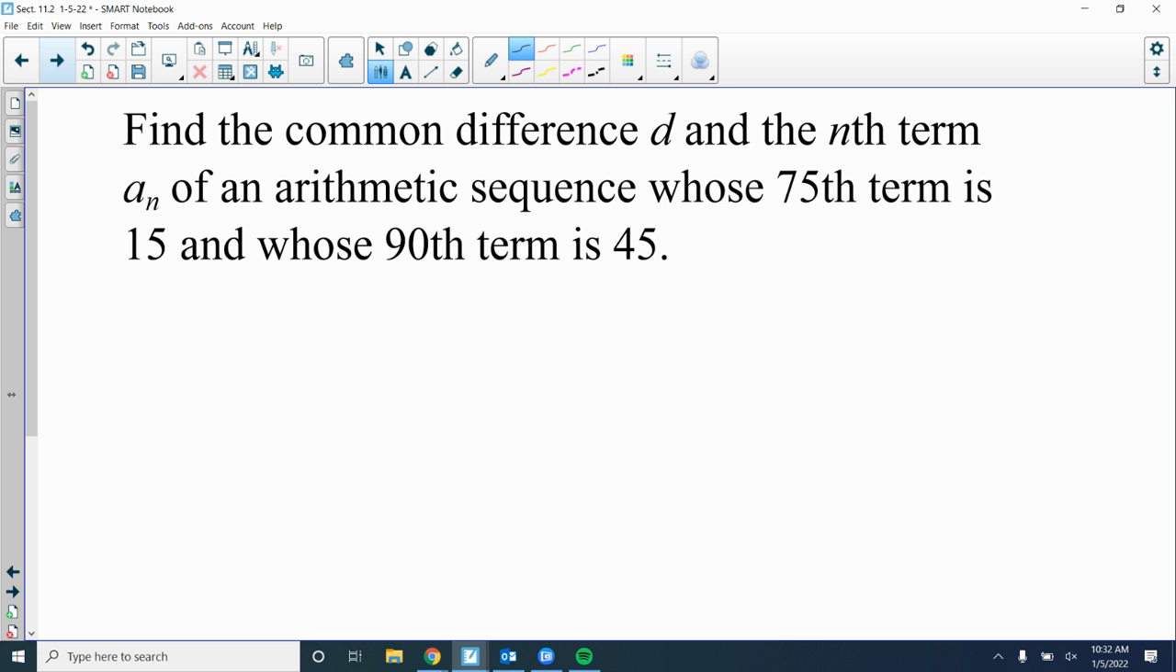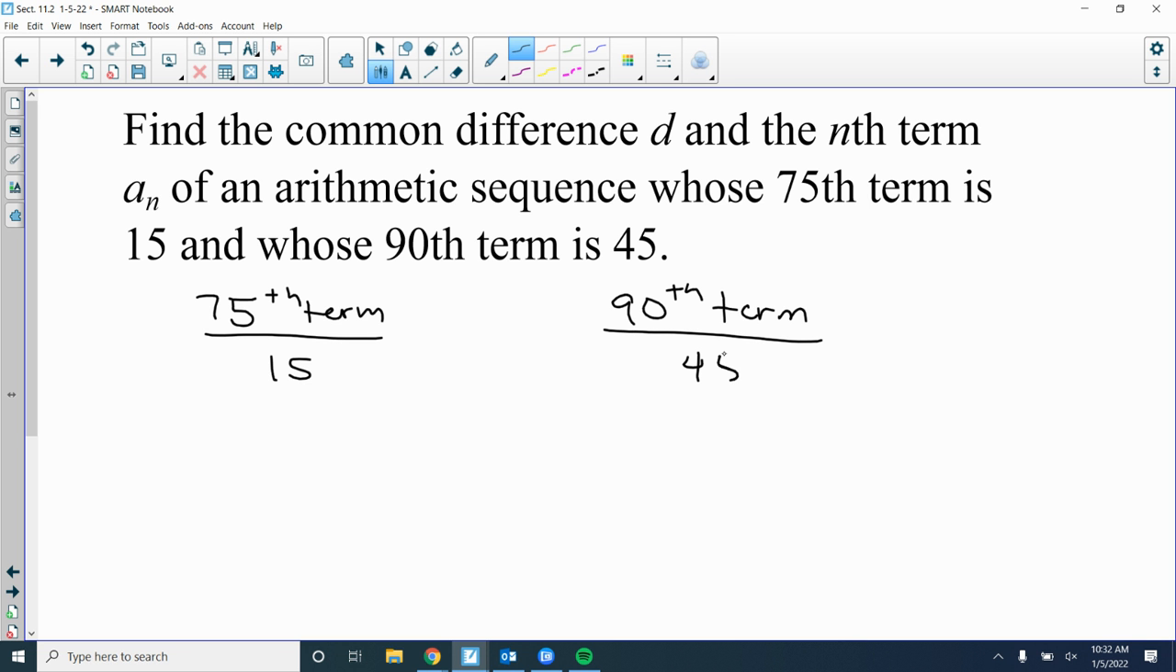The 75th term is 15. The 90th term is 45. So it's going up. So is d positive or negative? Positive. So you have to add whatever you get to 15, to jump to the 90th term to get 45.